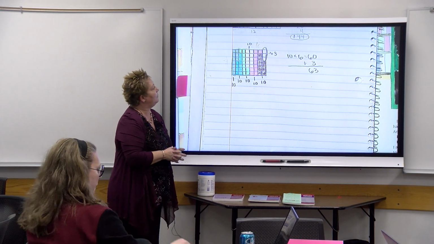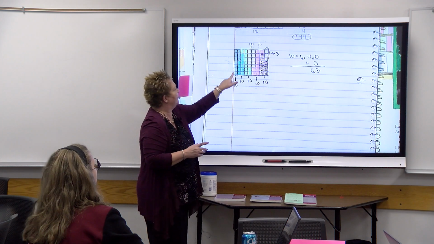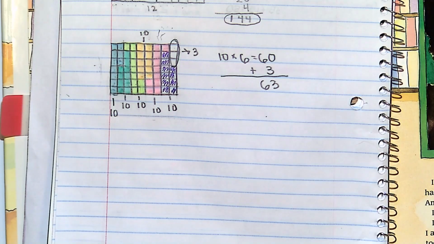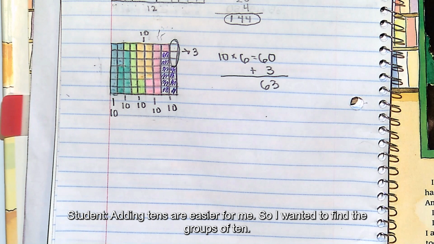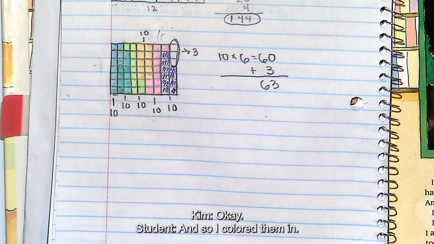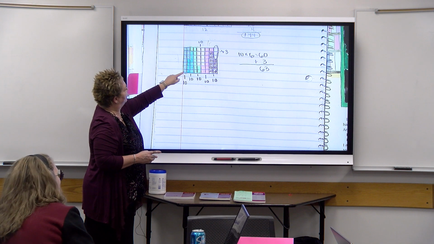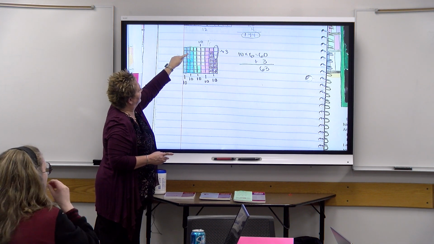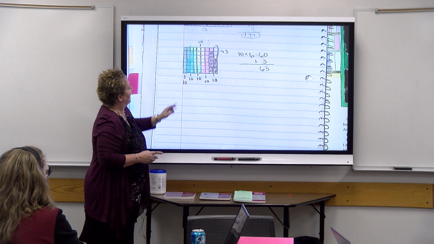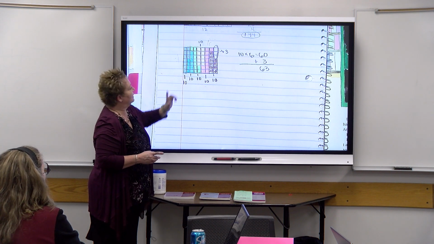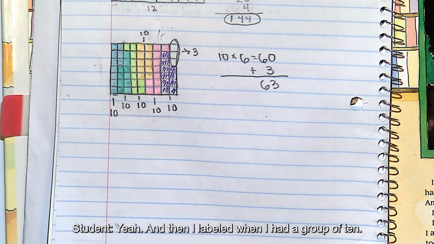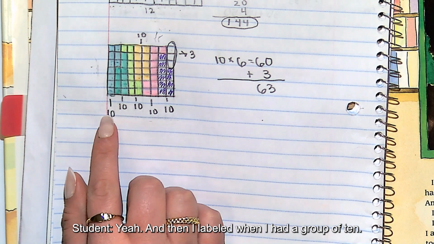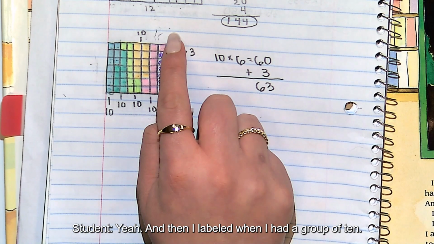Good. Okay. And then what did you do next? I saw you coloring. This is really cool. What did you do? So I wanted to find, adding 10s are easier for me. So I wanted to find the groups of 10. Okay. And so I colored them in. So you counted, you just went 1, 2, 3, 4, 5, 6, 7, 8, 9, 10 and colored that blue. Yeah. And then you just kept going until they were all colored? Yeah. And then I labeled when I had a group of 10.